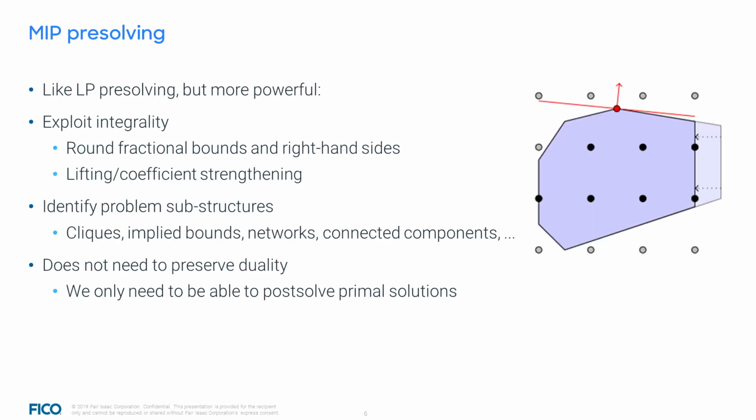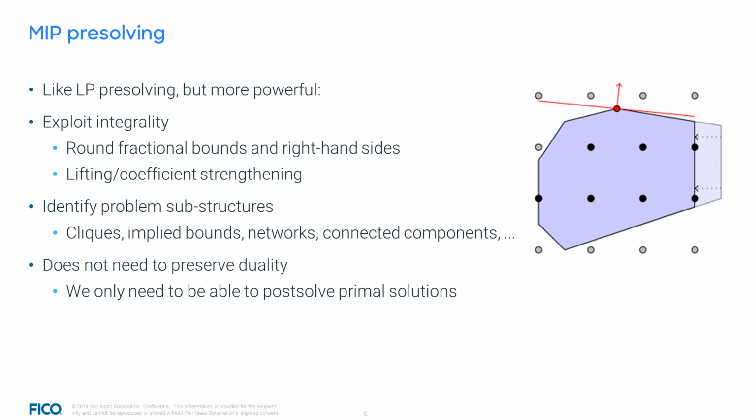MIP presolving involves LP presolving routines, and even more. In particular, MIP presolving can again exploit integrality, for example consider rounding, disjunctive or lifting arguments. As a simple example, it can round fractional bounds of integer variables, as depicted here. Often, MIP presolving identifies problem structures, like the clique graph, the implied bound graph and so on.